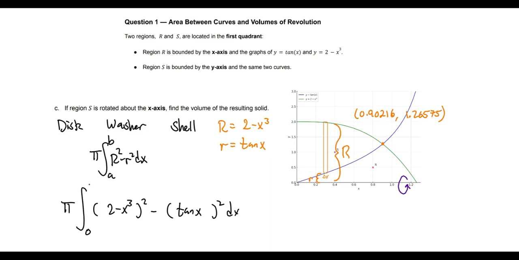And then we're going to go from 0 to 0.90216, and this is what you're going to plug into your calculator. So if you do this, you're going to get 8.331, and that's our answer.